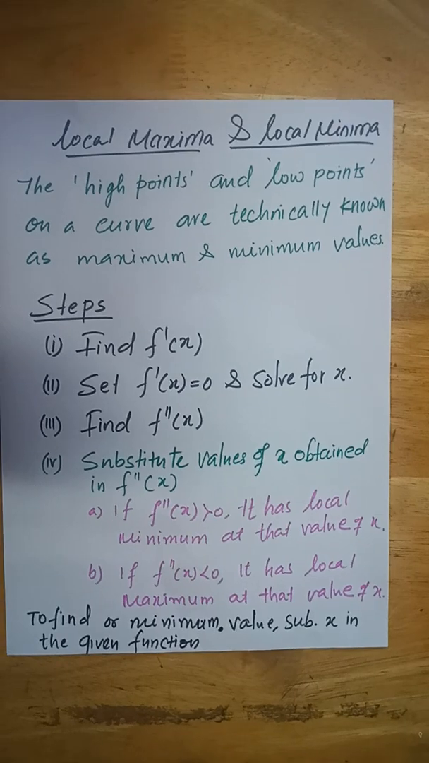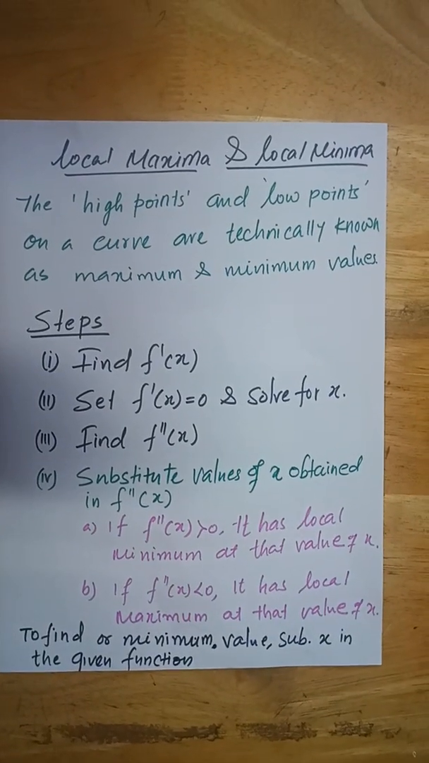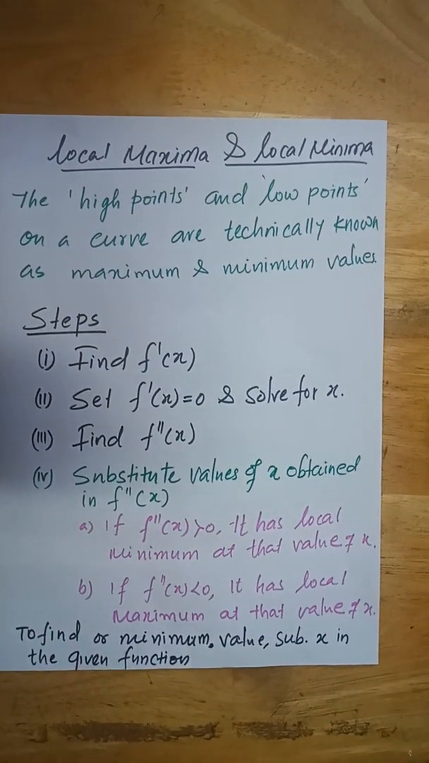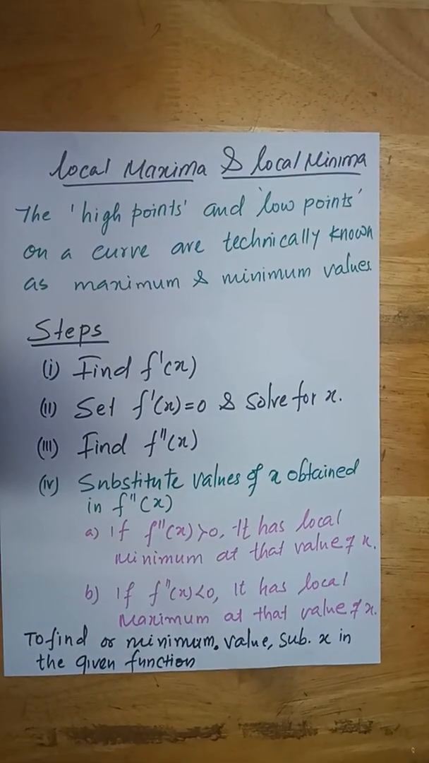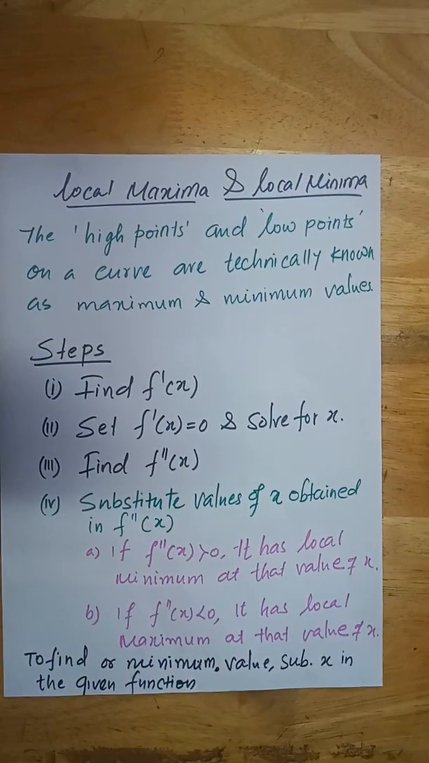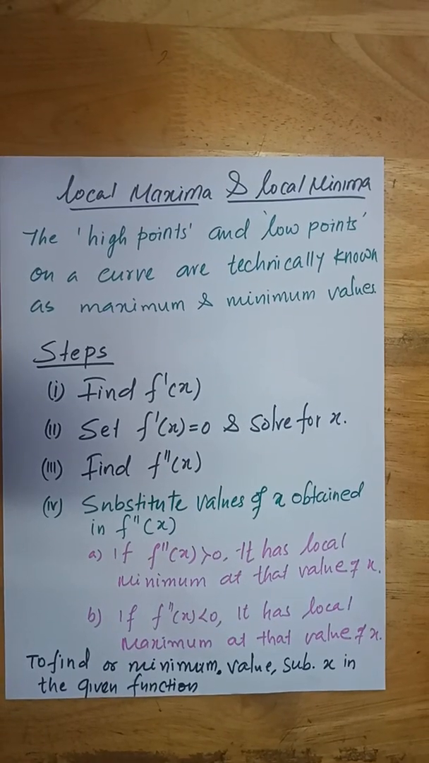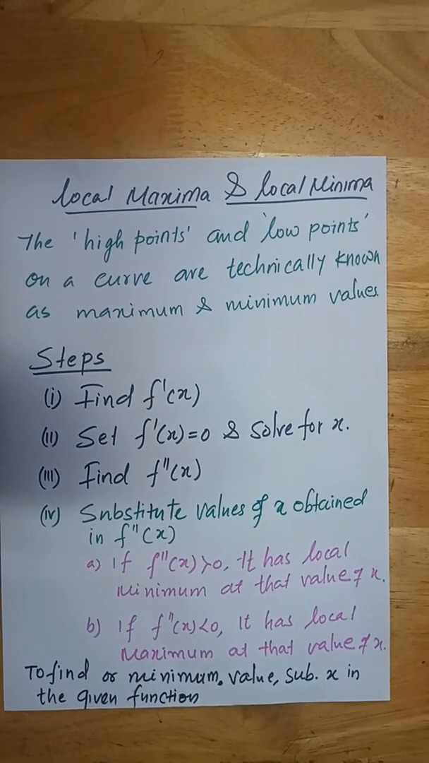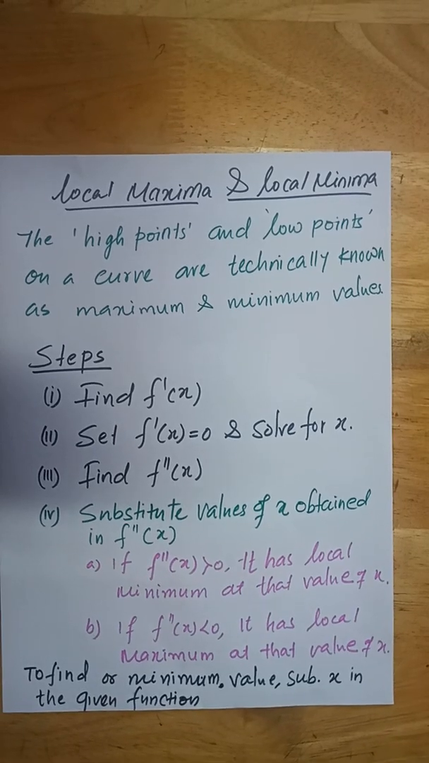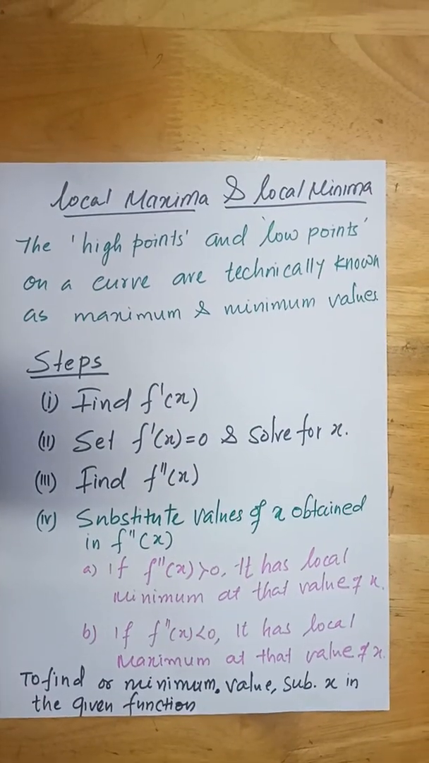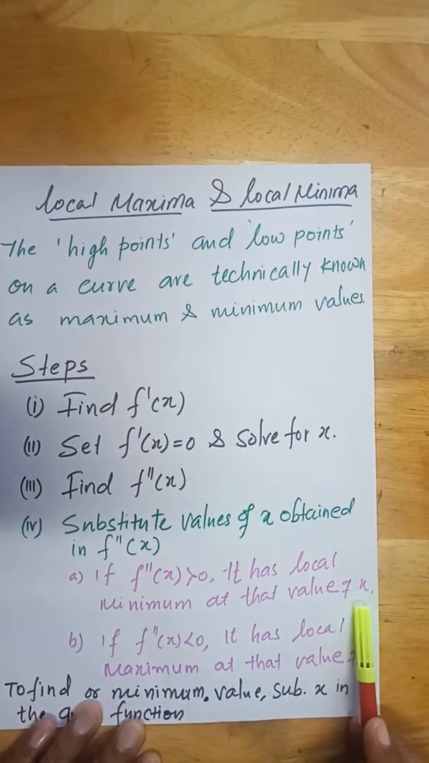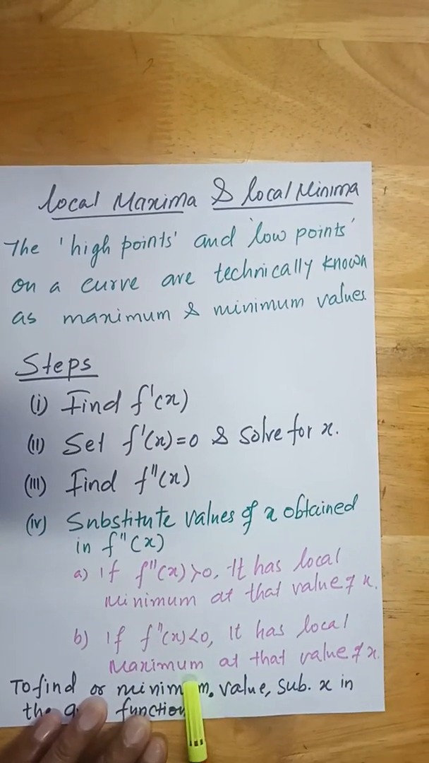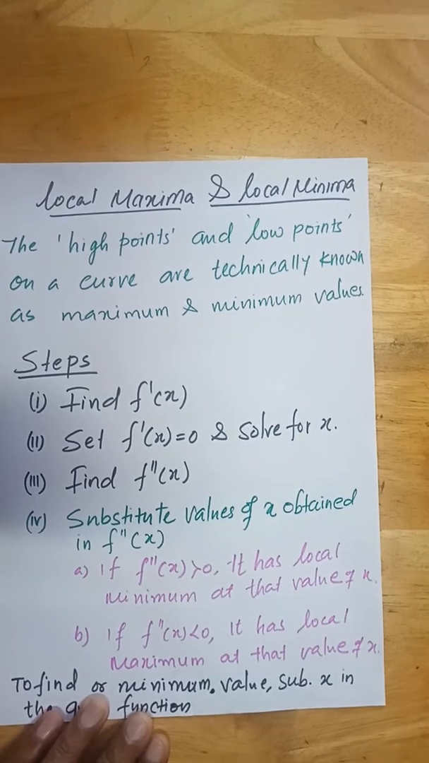The first step is to find the first derivative. Now to find the first derivative, you equate this to 0 and solve for x. Then find the second derivative. Sometimes in the second derivative you are directly going to get a constant value. If you get a constant value, you check whether it's greater than 0 or less than 0. If it is greater than 0, then it has local minimum at that value of x. If it is less than 0, then you have maximum value at that value of x.